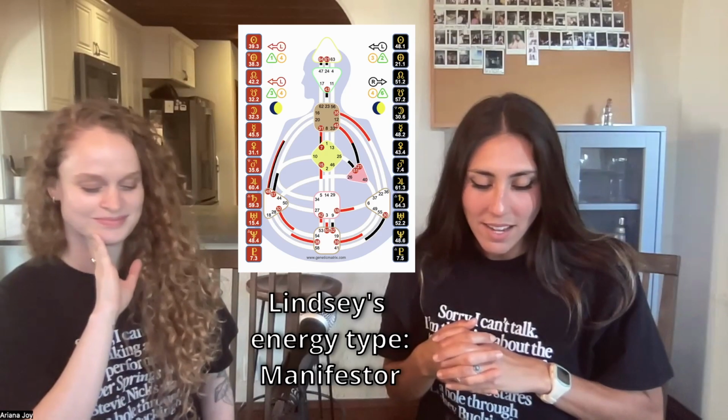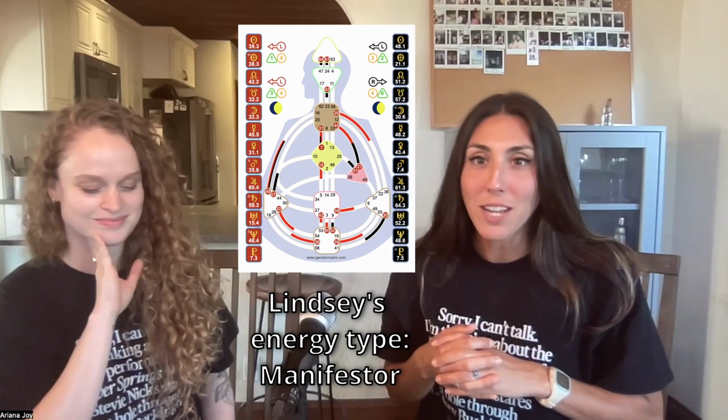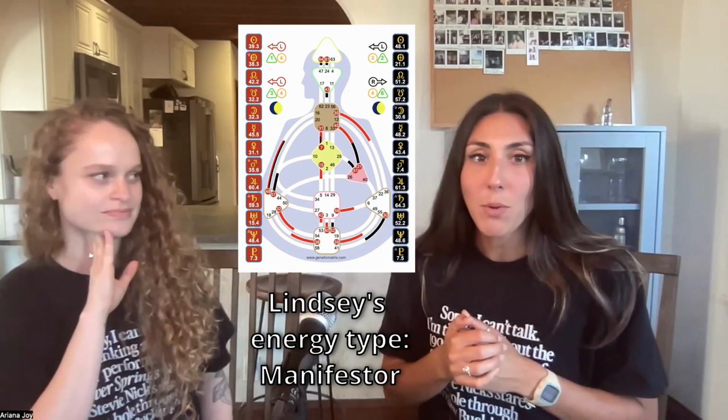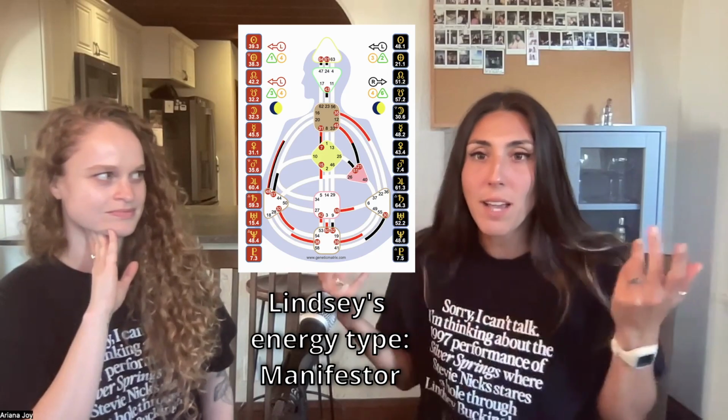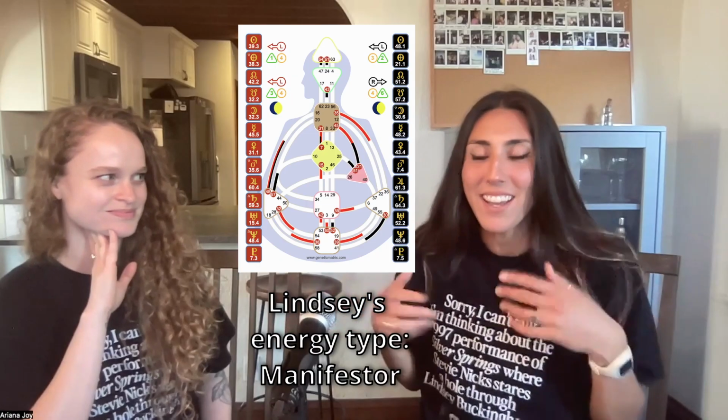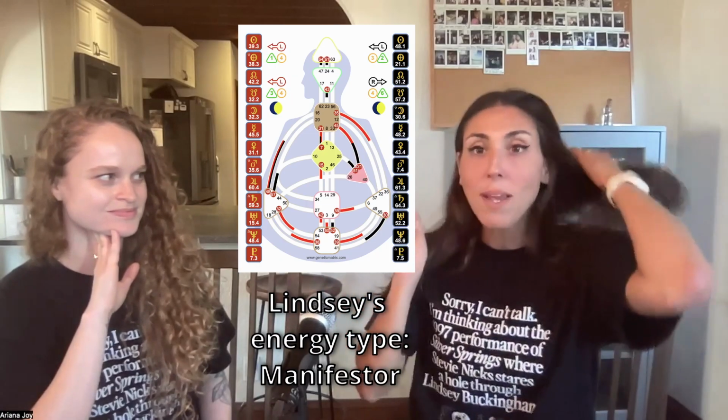So for energy type, Lindsey, as we mentioned before, is a manifestor energy type, which is the initiator, closed aura. They are the people who are here to come up with something out of nothing, out of nowhere, and be like, I don't know why I want to do this. This is an urge. I got to do that. This is an inspiration. And then they go make it happen.